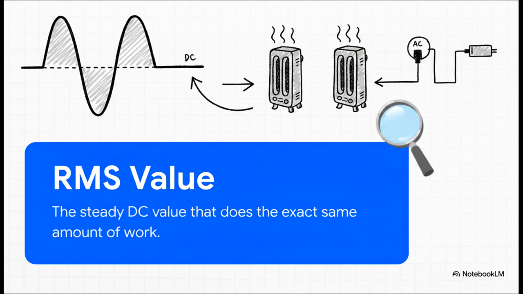So if you have an AC circuit powering a heater and a DC circuit powering an identical heater side by side, the RMS value is simply the steady voltage you'd need to make both heaters exactly the same temperature. It is, in essence, the effective power.